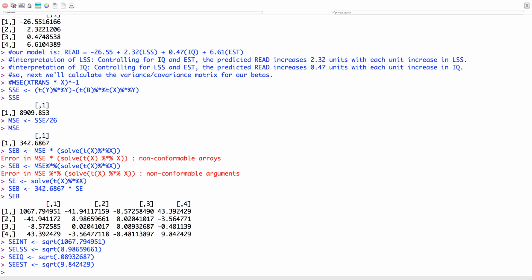Now, thinking ahead, where are we going to need the standard errors for our betas? Well, we're going to need those when we get into our inference, where we calculate the test statistic, and those things.